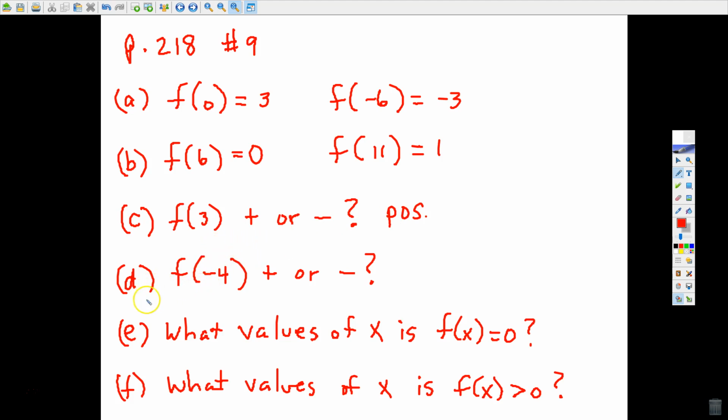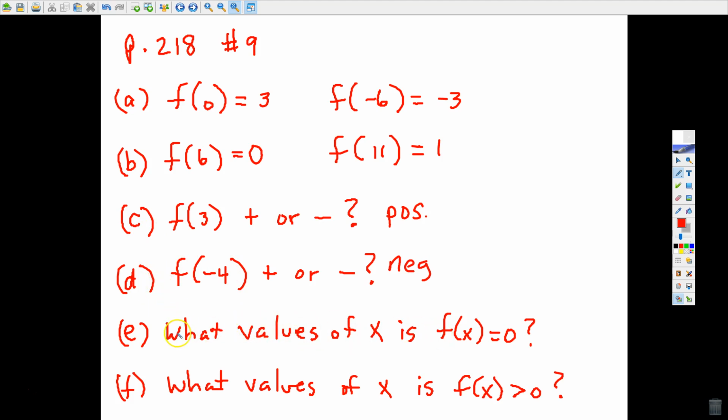Similar question with part D, is f of negative 4 positive or negative? Well, f of negative 4, that point should of course fall between the point (-5, -2) and (-6, -3), or between (-3, 0) and (-5, -2) in that area. Well, it's pretty obvious that it's going to be down there in quadrant 3, which would mean that that y-coordinate would have to be a negative number. So that would be your answer then for letters C and D.